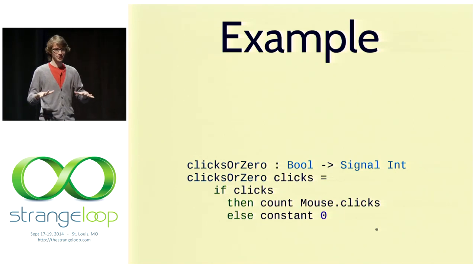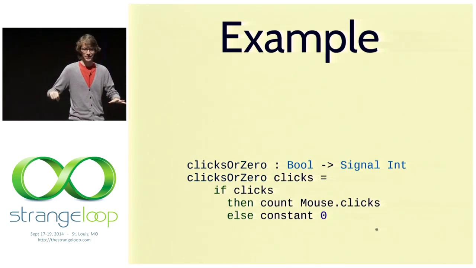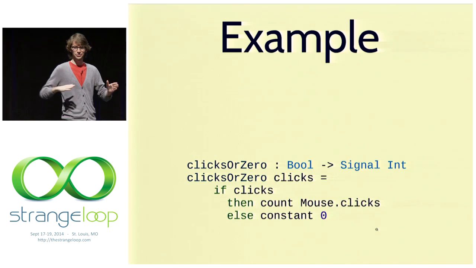So I start my program. This signal is false, so it's 0, 0, 0, 0, 0. I wait 10 minutes. I wait 20 minutes. And I'm clicking away like a maniac. And then suddenly, I switch to count mouse clicks.